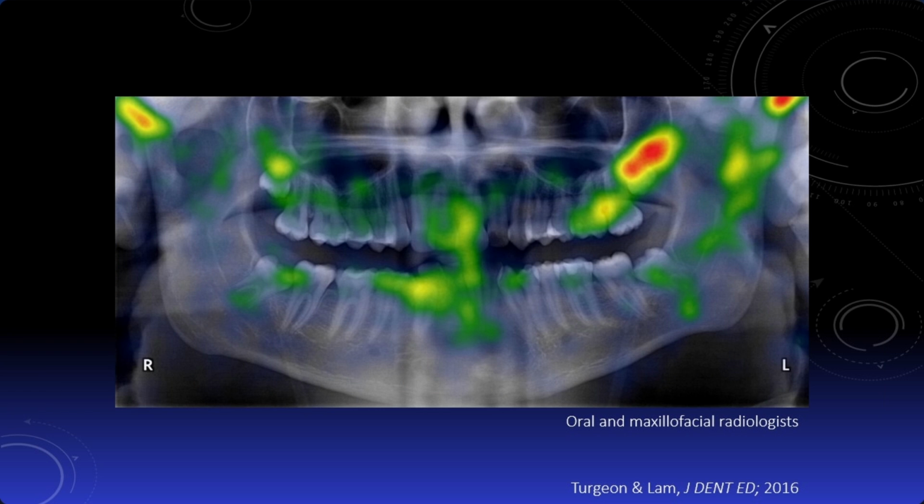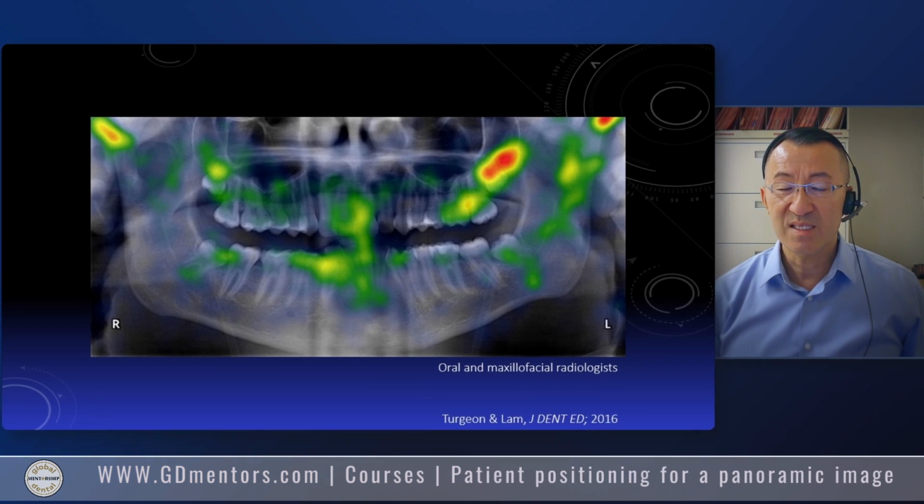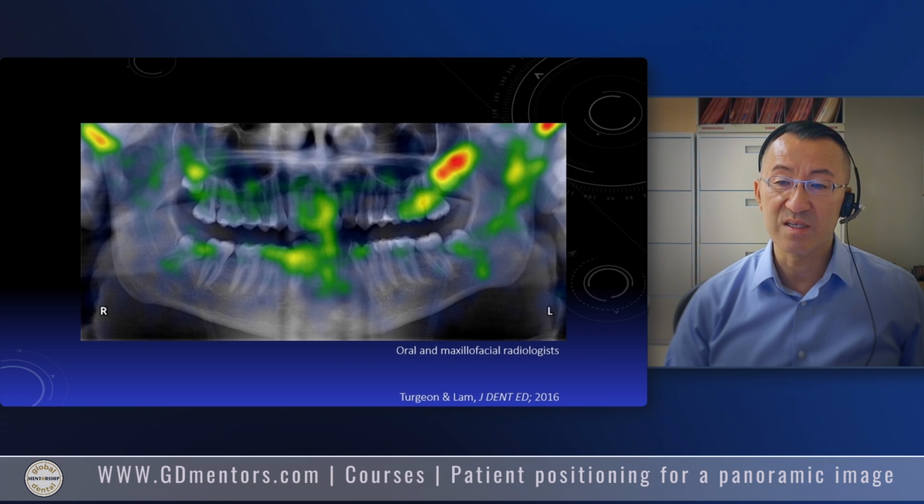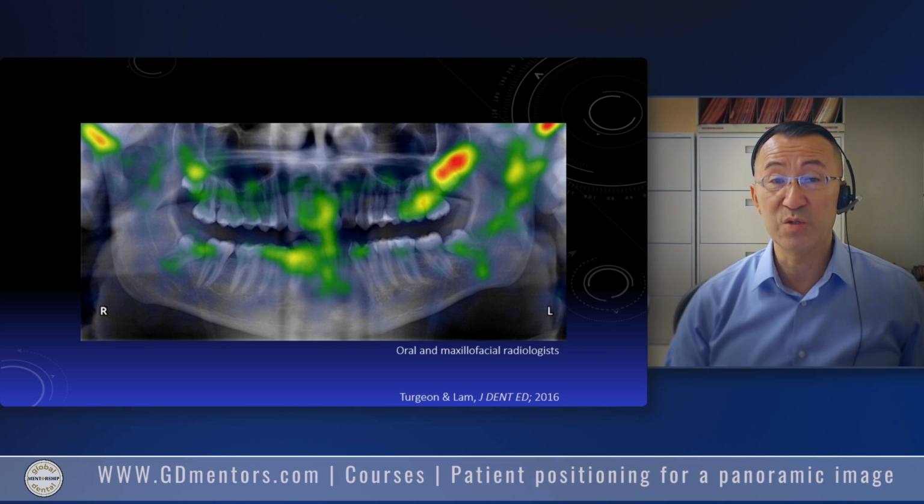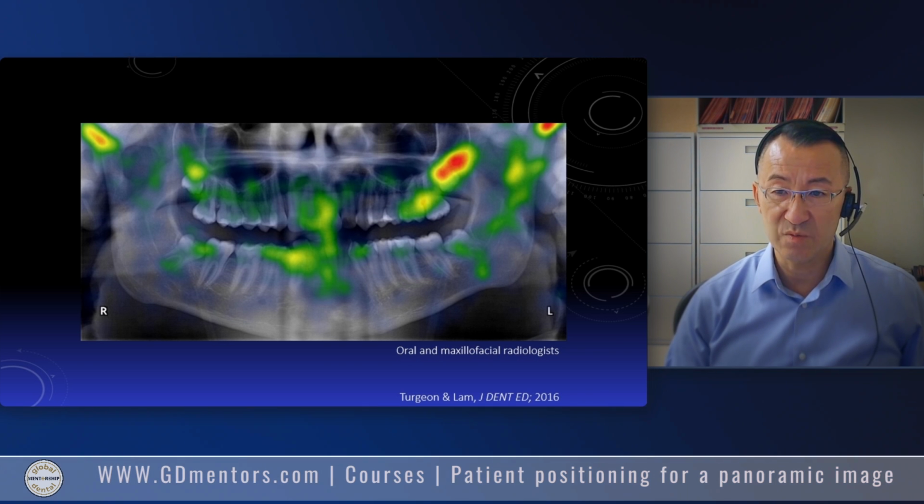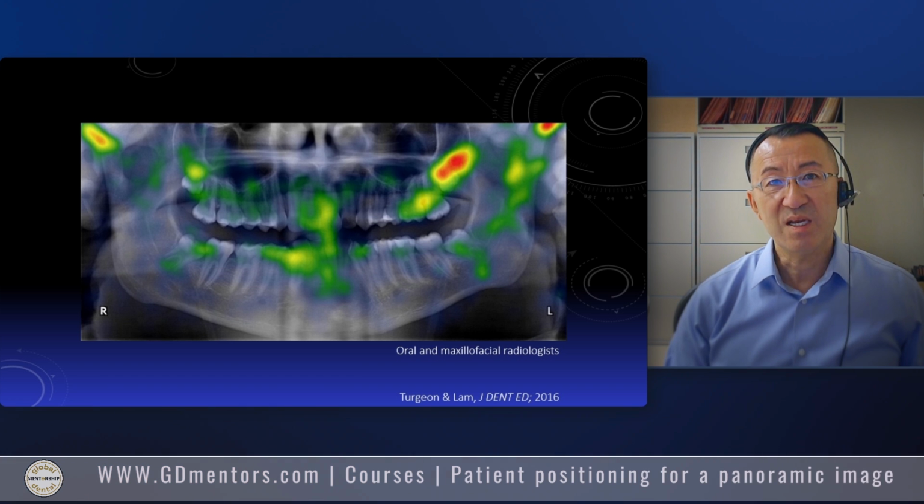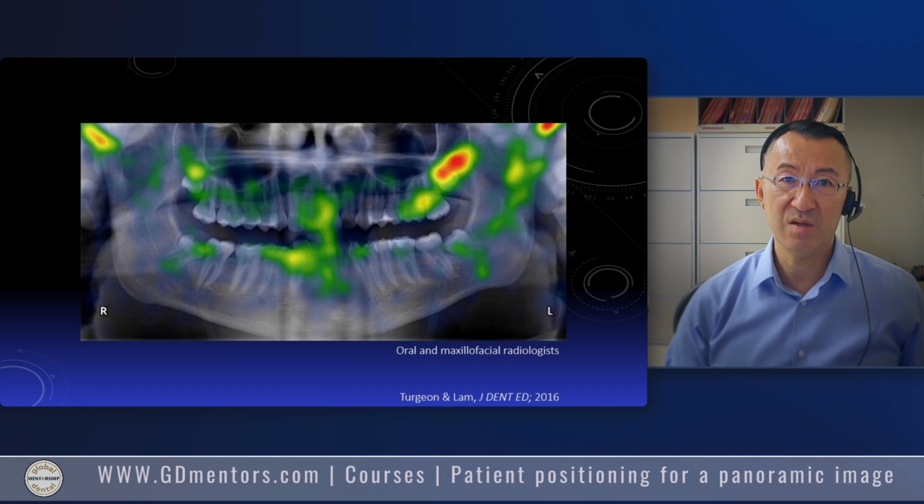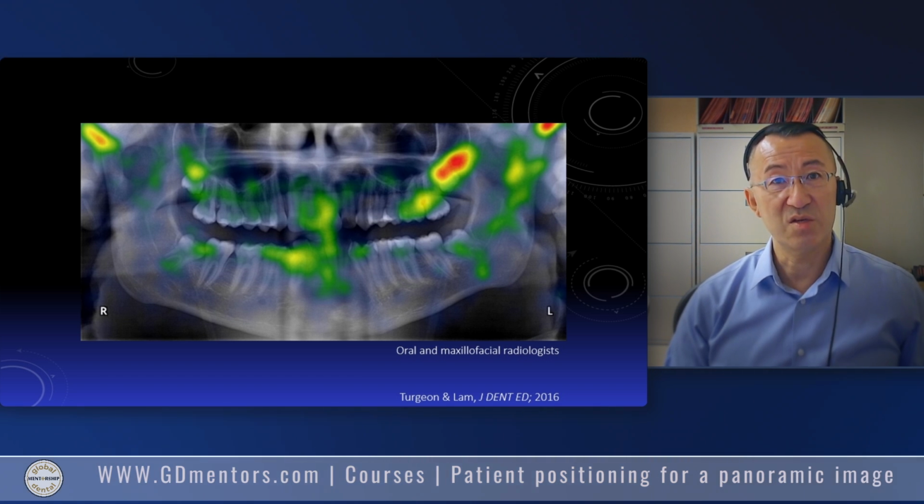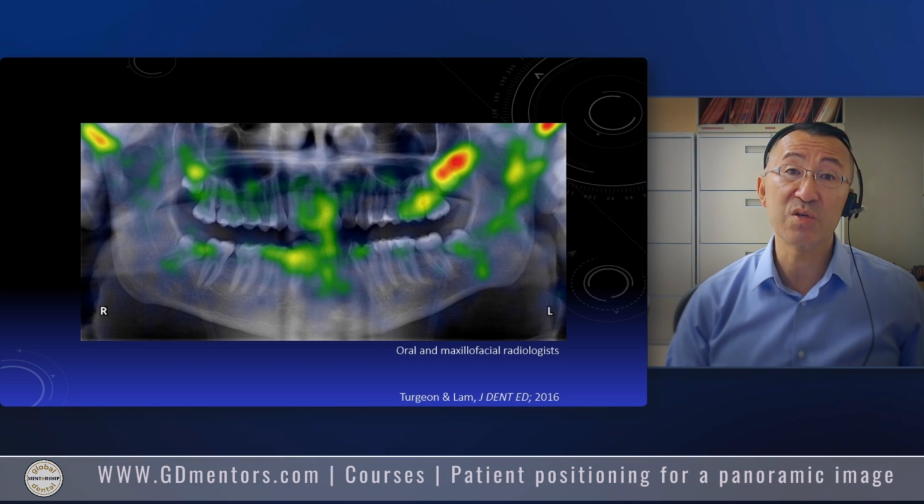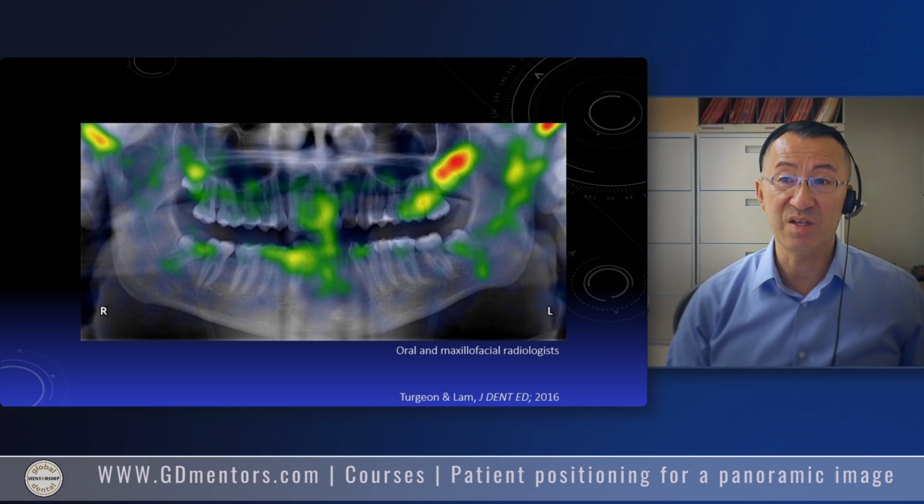In contrast, this was the heat map of the oral and maxillofacial radiologists. You can see that in contrast to the dental students, the radiologists spent virtually no time looking at the region of the ghost image, because at this point, certified radiologists would know that the ghost image was nothing to be concerned about because they understood the nature and location of the artifact.